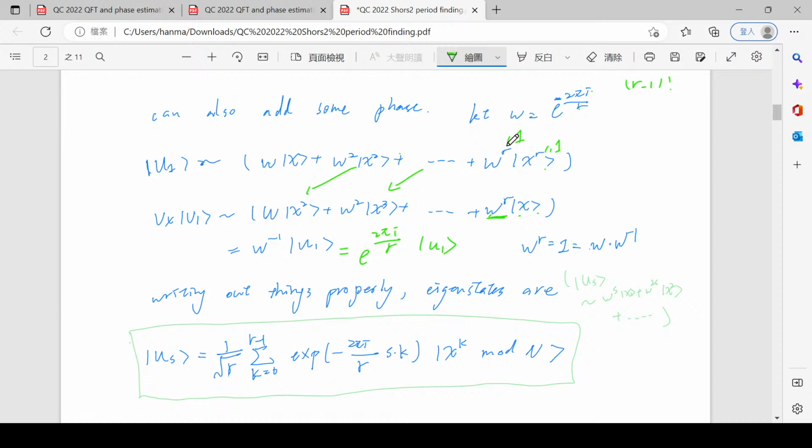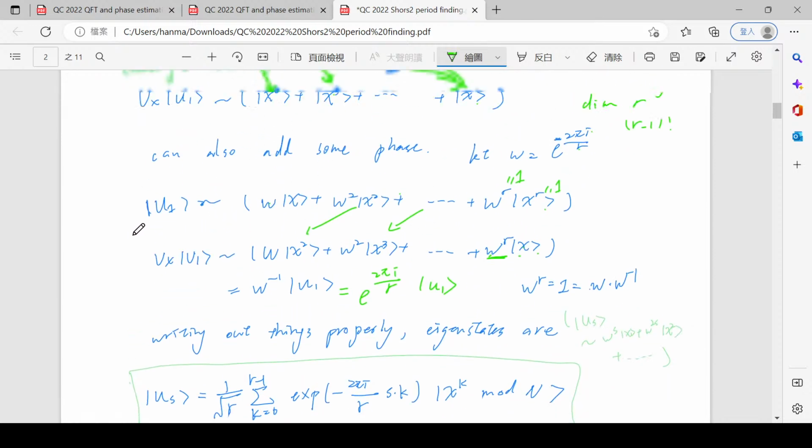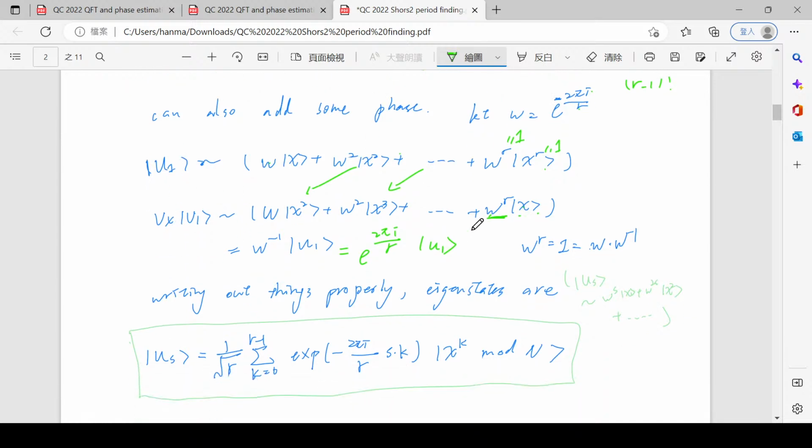Everyone getting this? I think this is the most important thing for today. You need to know why this is true. No, this is not phase estimation yet, but then you know how this helps us do order finding. Everyone clear? So you see U_1. Okay, then you are good with this.